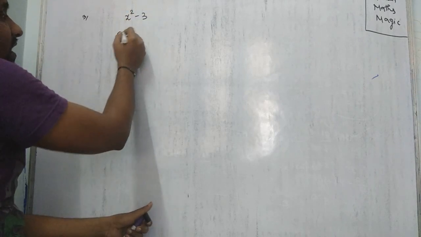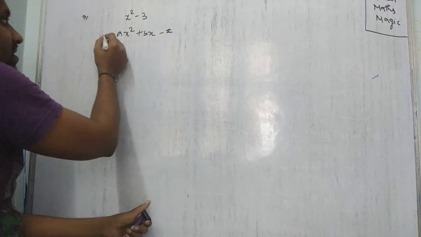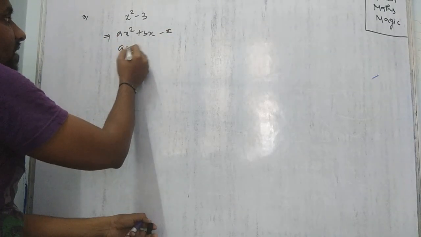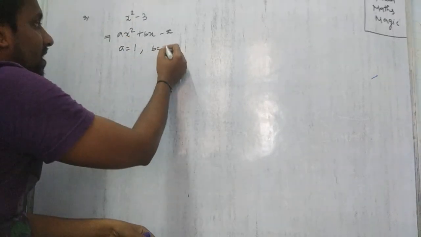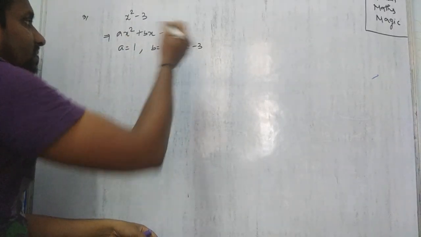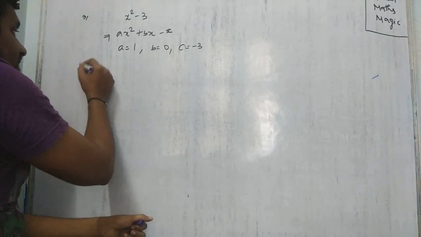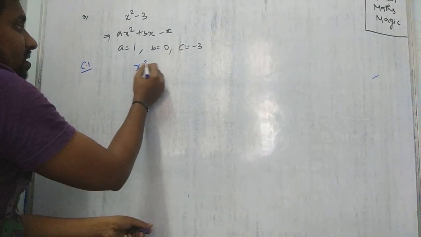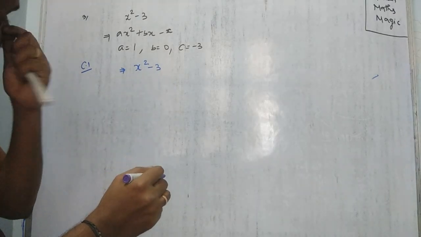First step, ax square plus bx plus c. Okay, this is said to be a polynomial. So a's value is 1, b's value: here there is no x coefficient, so b's value is 0, constant negative 3. Okay, for case number 1, how to find the zeros of the polynomial x square minus 3.